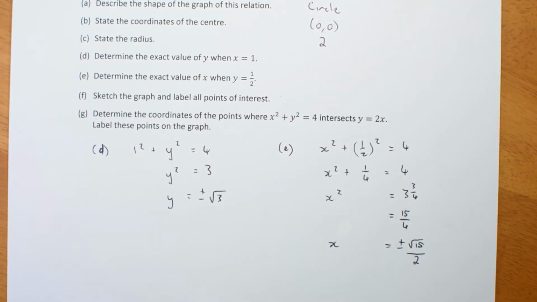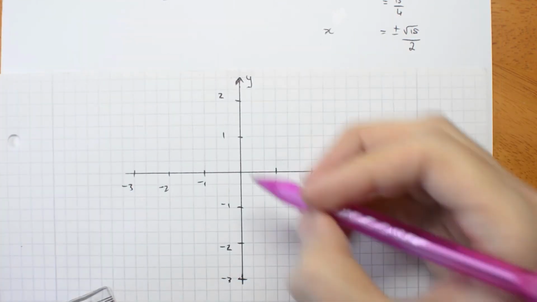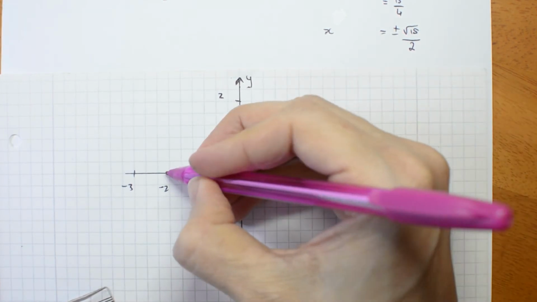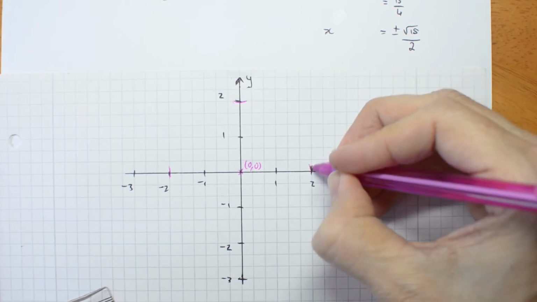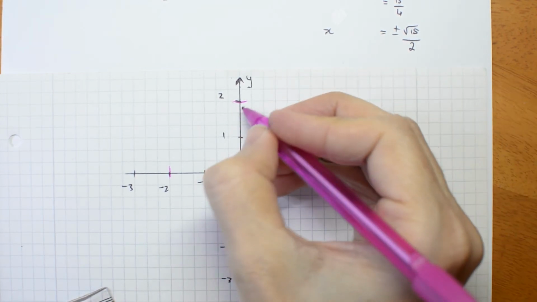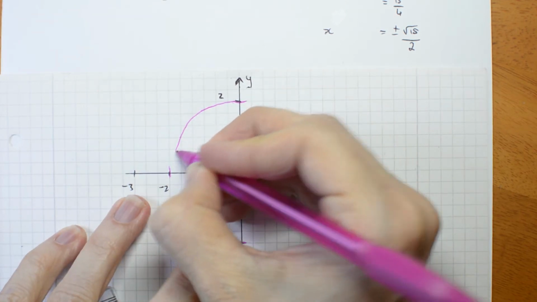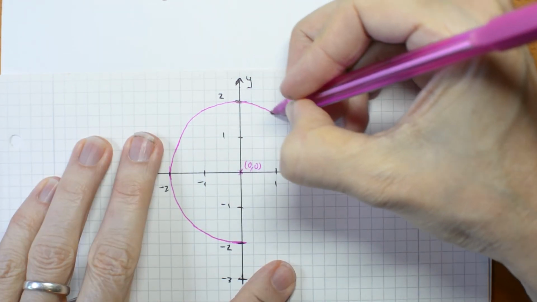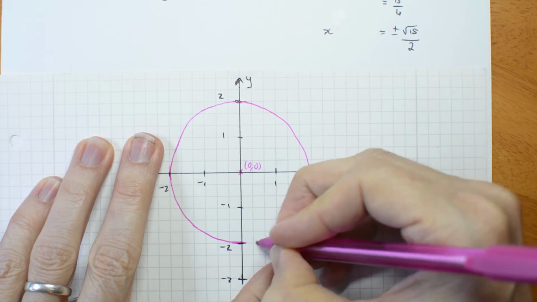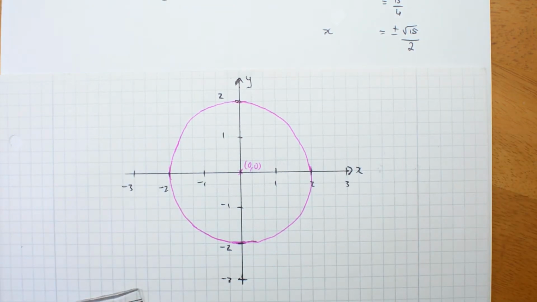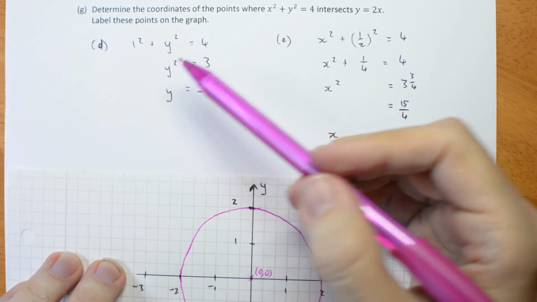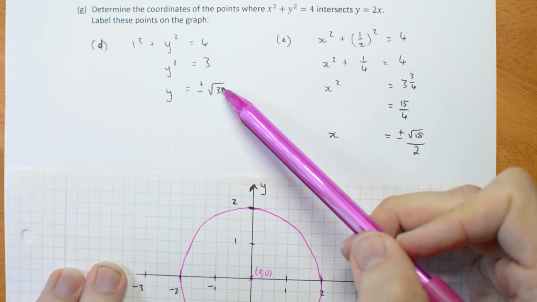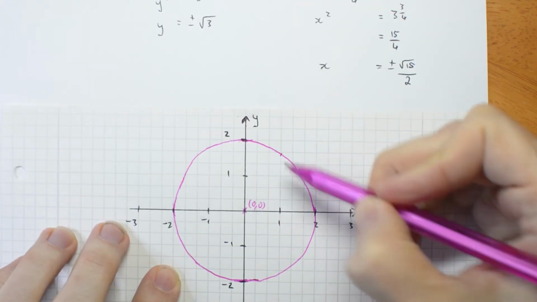Sketch the graph and label the points of interest. Okay, it's a circle centred at the origin, so my centre is (0, 0), and then it's going to go around here, here, here, and here, because its radius is 2. Now drawing this neatly, well, as neatly as I can by hand, doesn't have to be perfect, as long as it looks approximately circular, that'll be fine. We did work out a few extra points. We don't have to label these. x is 1, y is plus or minus root 3, which is about 1.7. They look right.